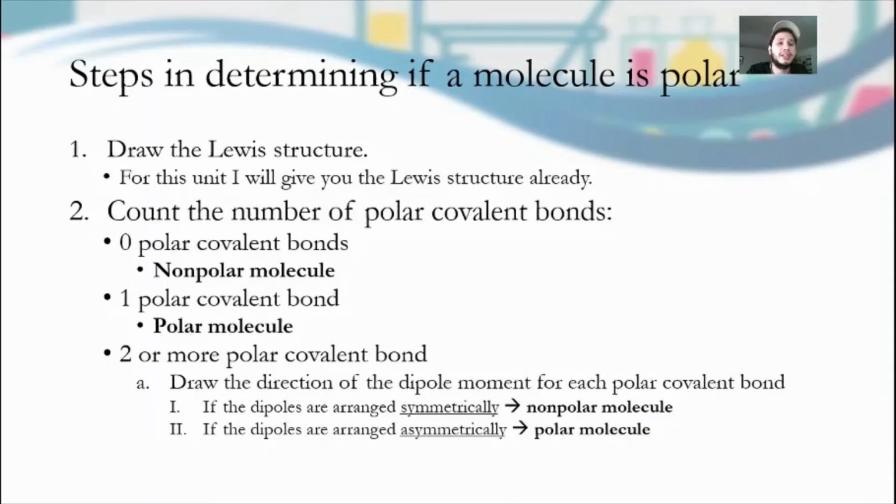If I have 0 polar covalent bonds, then my molecule is automatically non-polar. If I have just 1 polar covalent bond, then I have a polar molecule. But things start to get tricky when I have 2 or more polar covalent bonds. So when you have identified that you have 2 or more polar bonds, you're going to draw the direction of the dipole moment for each polar bond. If the dipole arrows are arranged symmetrically, then it's a nonpolar molecule. If the dipole arrows are arranged asymmetrically, then I have a polar molecule.